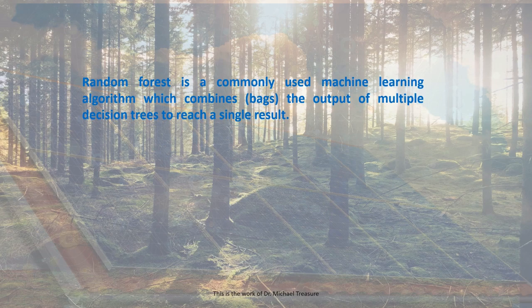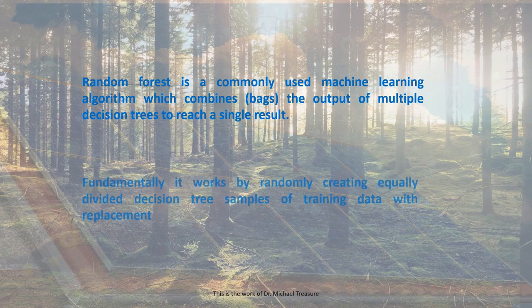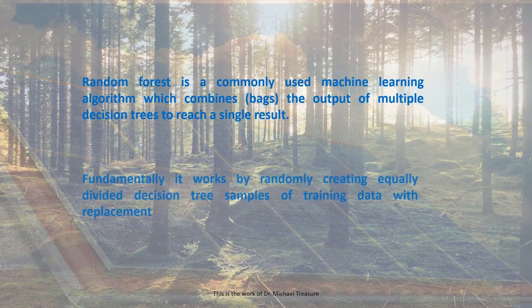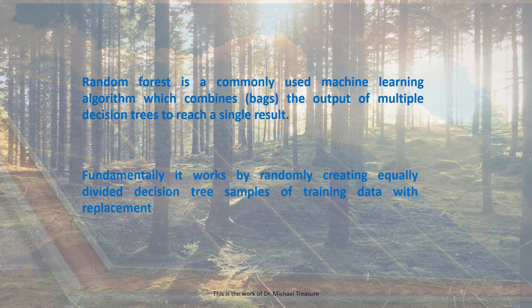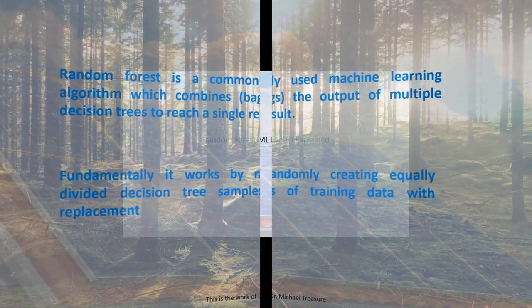At its core, random forest works by randomly creating equally divided decision tree samples of training data, with replacement, meaning each item may be chosen more than once. Random forest is inherently nonlinear, but is quite accurate and flexible. It is based on an ensemble learning process, integrating multiple classifiers to solve complex problems.